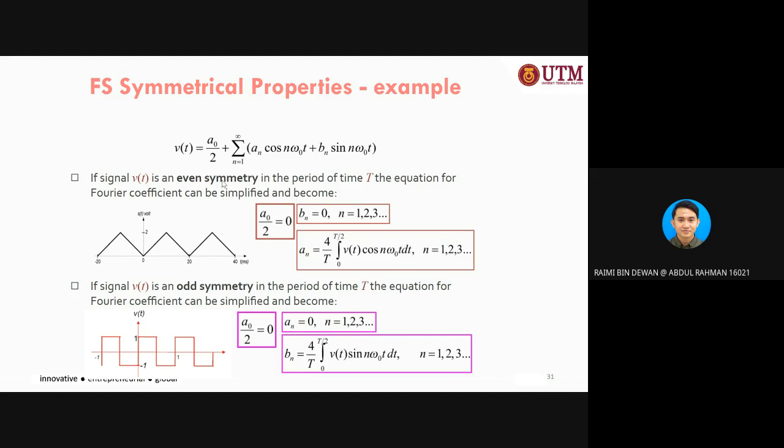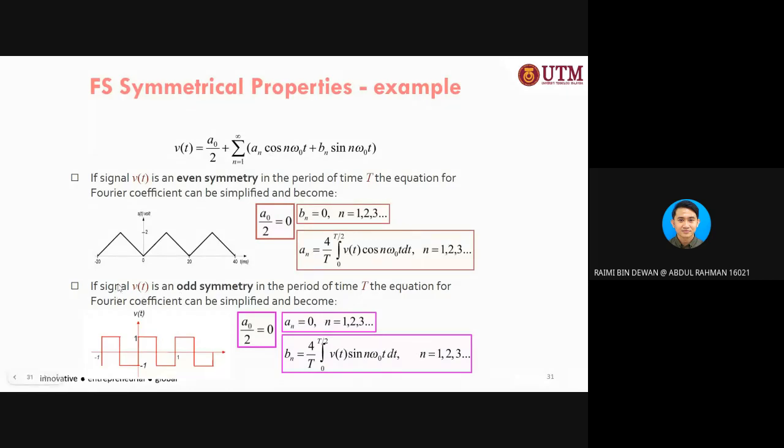So if even symmetry, what is 0? Bn is 0. Can you see? Bn is 0. And because it is symmetry, your A naught should be 0 as well. So 0 divided by 2 is 0. So you only need to settle An, because your Bn and A naught are 0. This is not politics, not Bn Barisan Nasional, it's the Bn coefficient. So this one is 0, this one is 0, and you only need to settle An using the table.